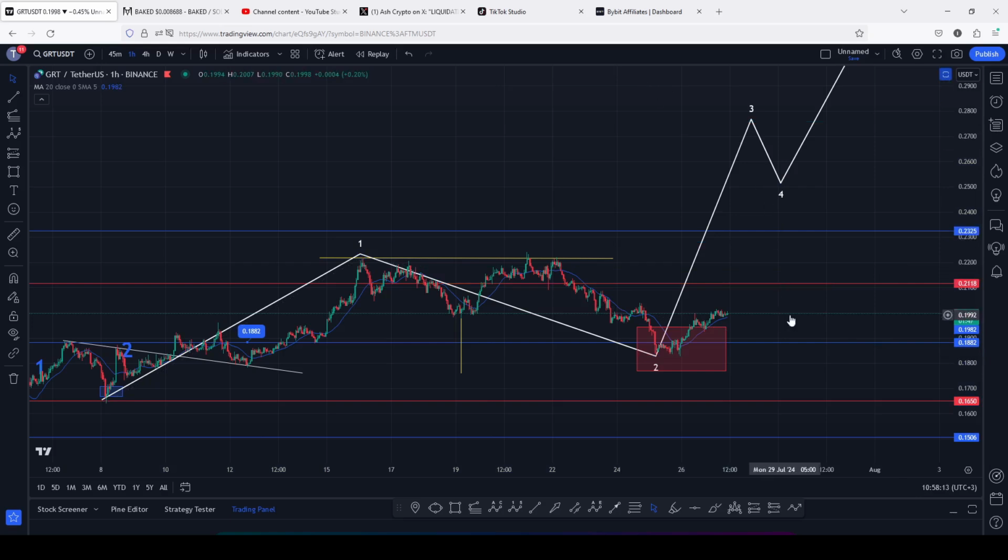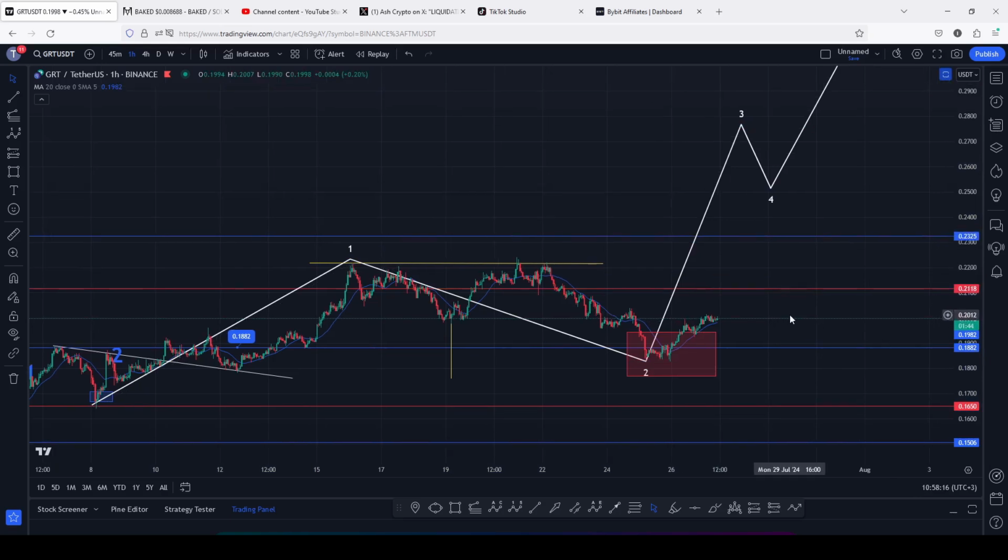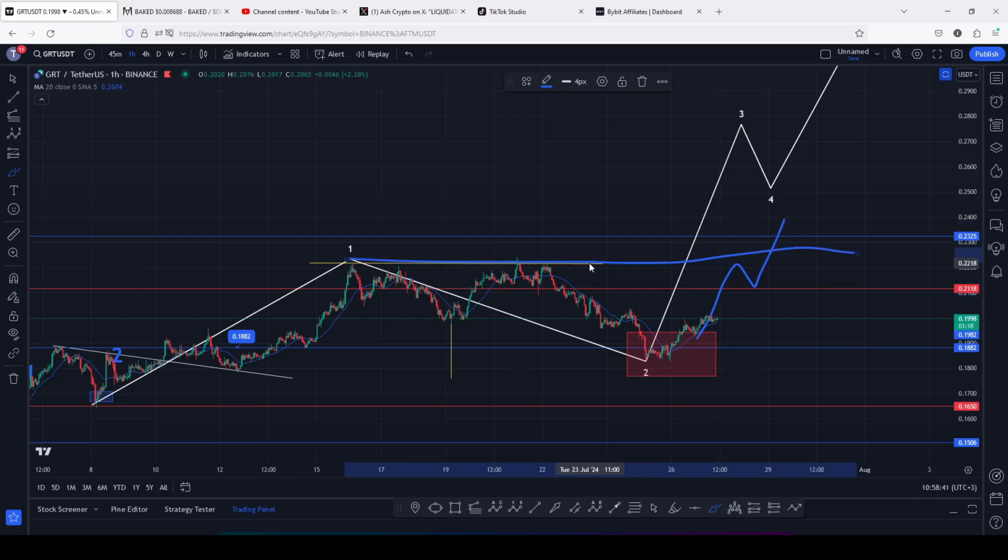For us to get a confirmation that that impulsive move has now started, we need to see a break above the 0.2118, which is a significant key area of resistance. Once you manage to break above that, maybe with a retest, we also need to see a break above these significant highs in this Elliott wave count 1, which perfectly lie above the 0.2218. The moment you manage to break above those significant areas, then that is enough confirmation that that impulsive move has now started, and we can easily see a 0.2769 GRT in the next coming hours.